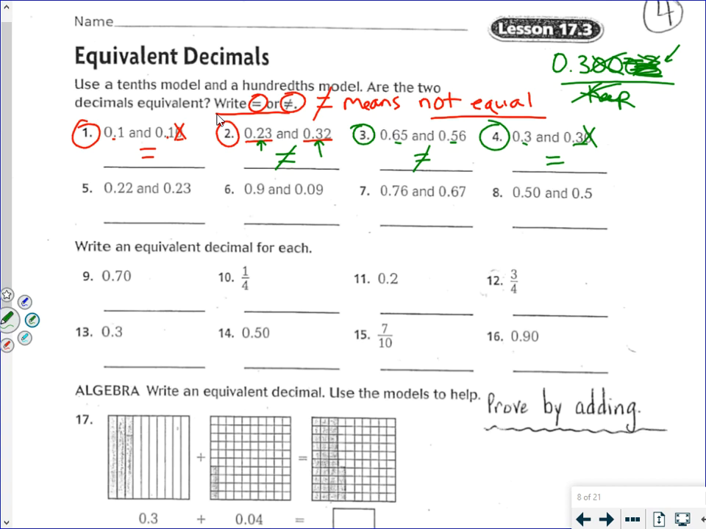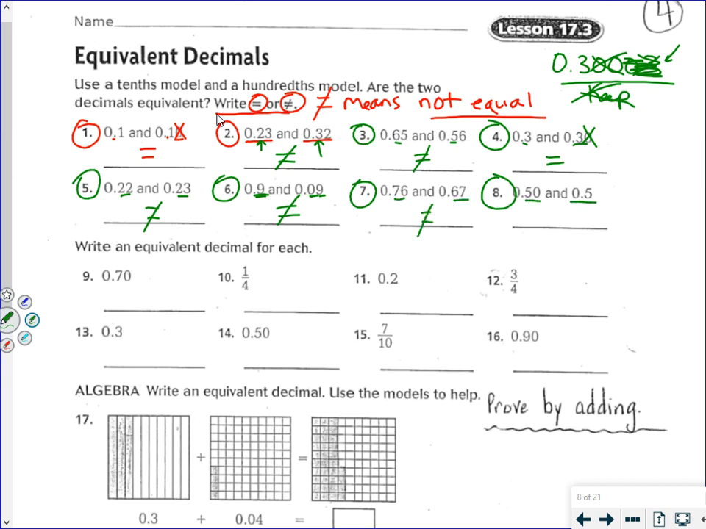All right. So we have 0.22 and 0.23. They are not equal, right? Okay. Go ahead and do 6, 7, and 8 by yourself. So here, notice the place value. We have a 0 and 9. There's 0 in this one, and 9 in the tenths there. The 9 is in the hundredths over there, but it's not a tenths, so that means it is not equal. 7, 6, 6, 7, not equal.